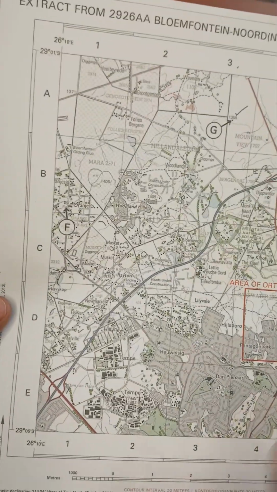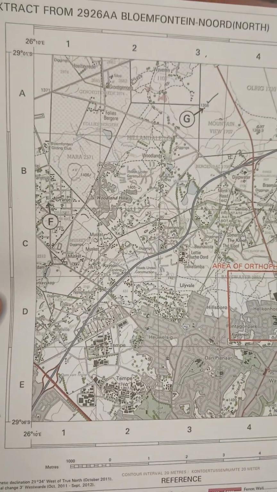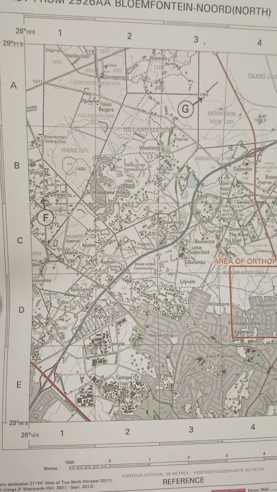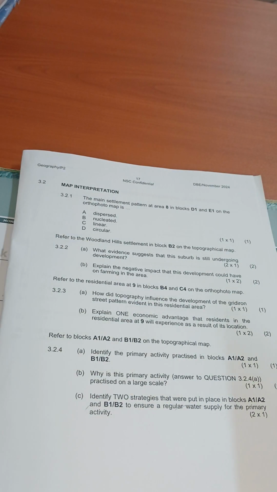Refer to Woodland Hills settlement in block B2 on the topographical map. This is our topographical map. What is important now is you have to know the map that you are supposed to use. Once you make a mistake of using an orthophoto when you are supposed to use a topographical map, then obviously you are going to get the wrong answer. So the question reads, refer to Woodland Hills settlement in block B2 on the topographical map. What evidence suggests that the suburb is still undergoing construction?